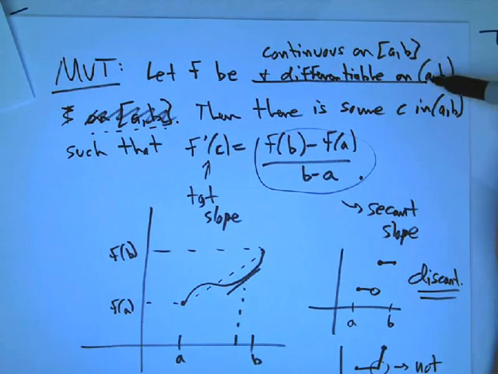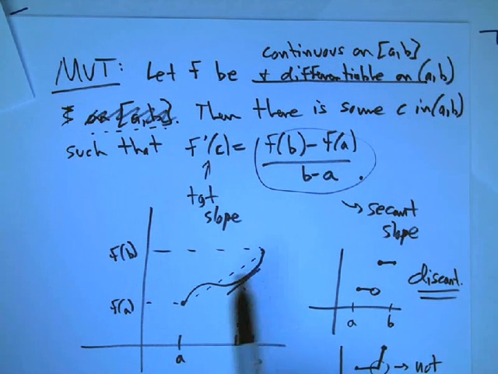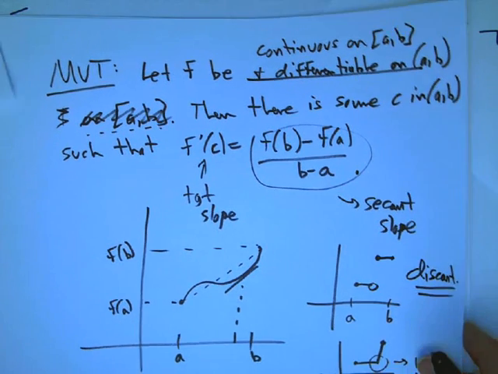Okay, so let's scratch that, because there's a little bit of a subtlety: you need continuous on the whole interval, including the endpoints, and differentiable all the way, but not necessarily including the endpoints. It's a pretty minor technicality, to be honest. The main thing is this idea that if you're going from here to here, draw that dotted line, there's got to be somewhere in between where the slope is equal to that.